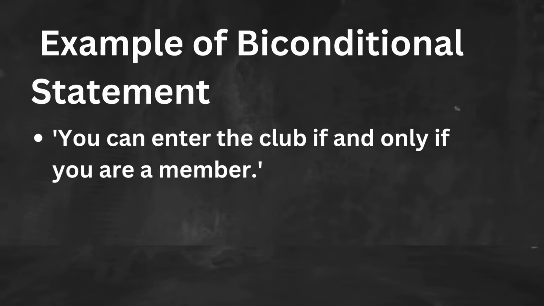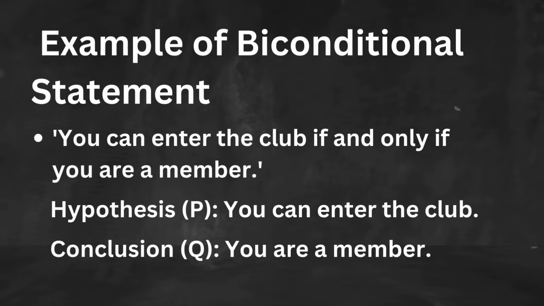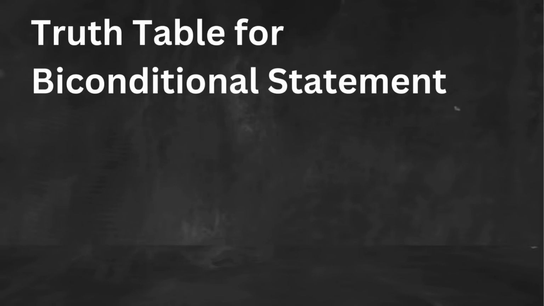Consider the statement, you can enter the club if and only if you are a member. Hypothesis, P, you can enter the club. Conclusion, Q, you are a member. This statement suggests that entering the club is dependent on being a member, and being a member guarantees entry to the club.